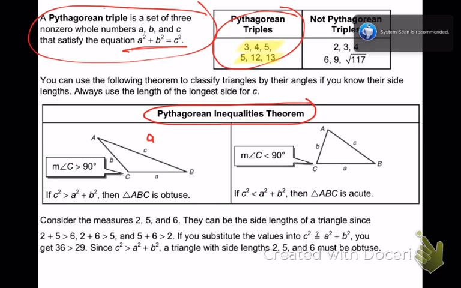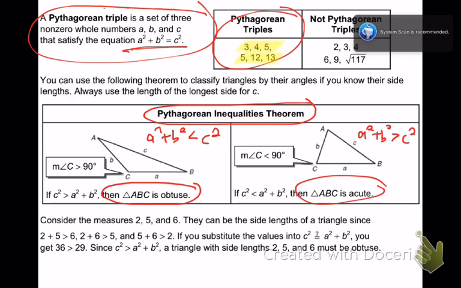Well, if a squared plus b squared is less than c squared, that actually gets me an obtuse triangle. And then if I have a squared plus b squared greater than c squared, well, then I have an acute triangle. So they give me an example down here of the sides 2, 5, and 6. Well, the hypotenuse is always the longest side, right? So the hypotenuse would be the 6.